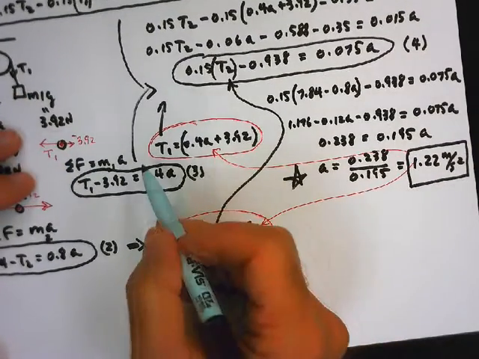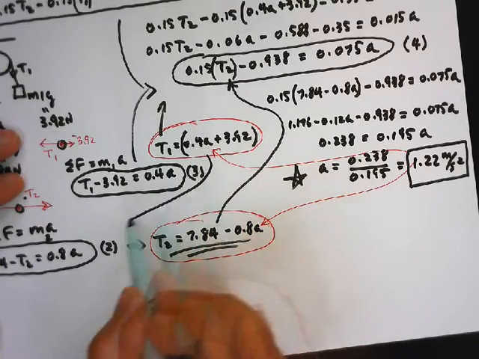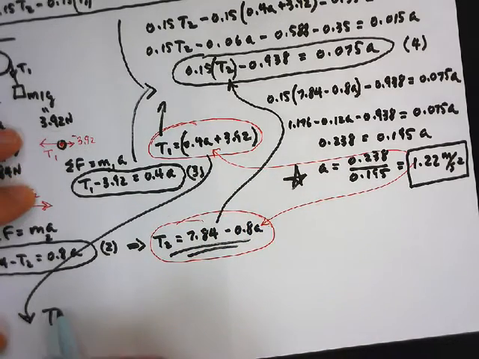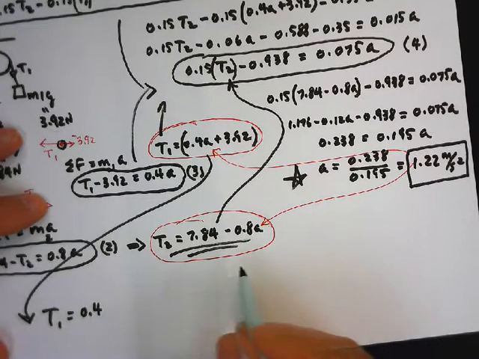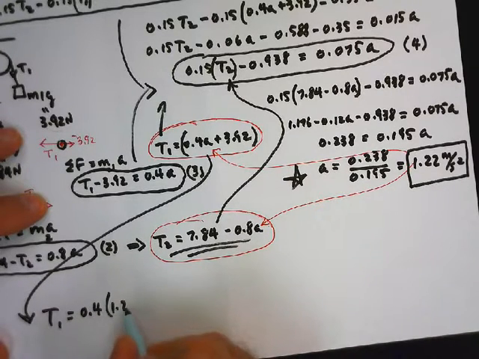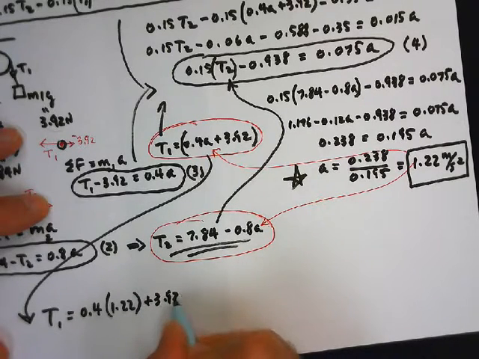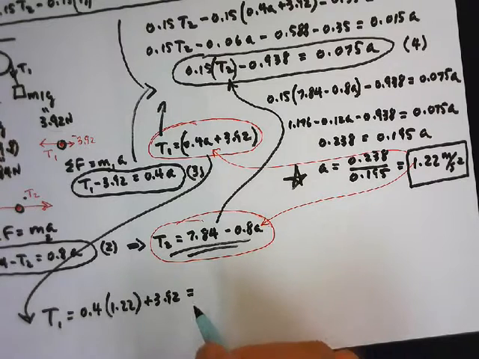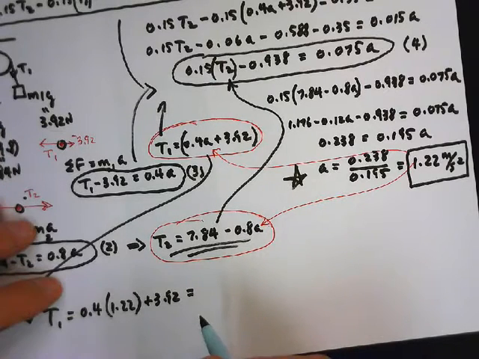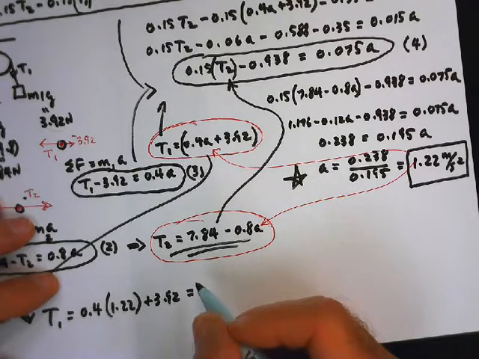Okay, so just moving down here, T1 is equal to 0.4 times A, which is 1.22 meters per second squared, plus 3.92. And when we do that, we get that T1 is equal to 4.41 newtons.